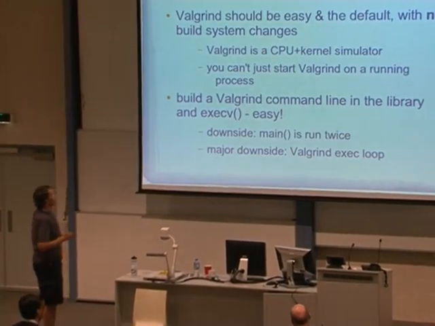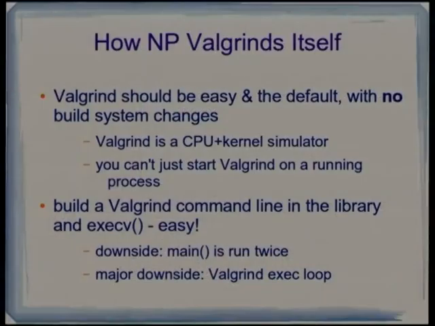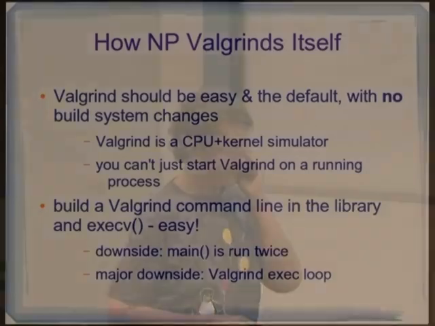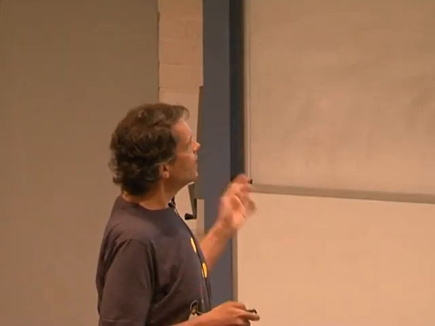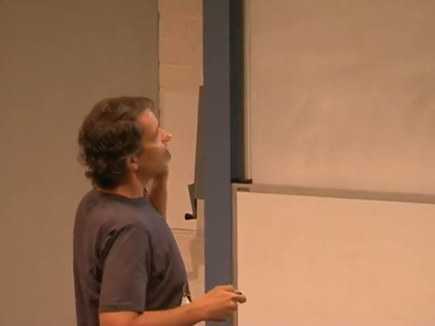So how do we valgrind ourselves? Well, it's easy. You build a command line. The command line has /usr/bin/valgrind at the front. Then it has your executable name, which we found before using /proc/self/exe. And then it has the original arguments. Isn't that interesting? We'll get to the original arguments.